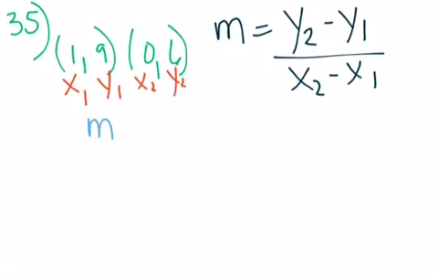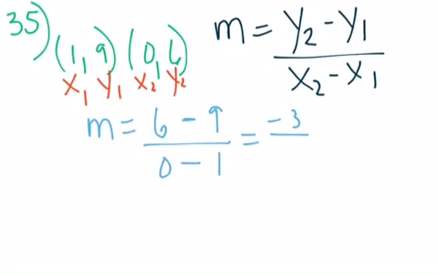So putting this in the formula, y2 is 6 minus, because it's in the formula, y1 is 9 over x2 is 0 minus, because it's in the formula, 1 is x1. 6 minus 9 is a negative 3. 0 minus 1 is a negative 1. Negative 3 divided by negative 1 is a positive 3.